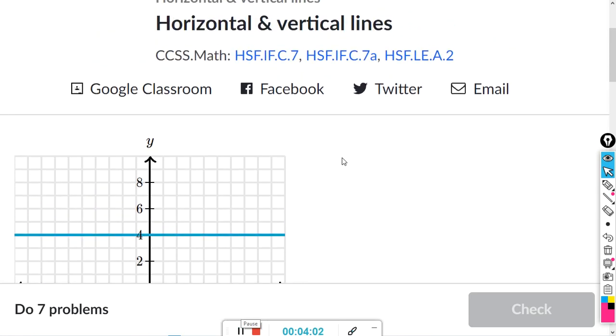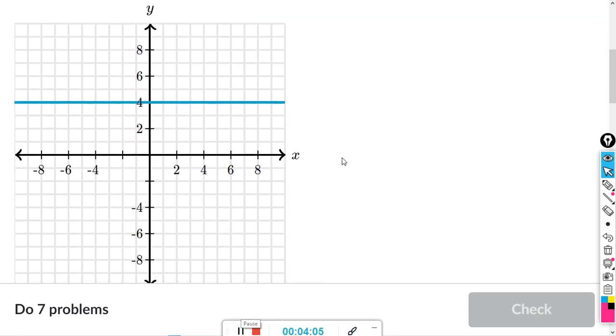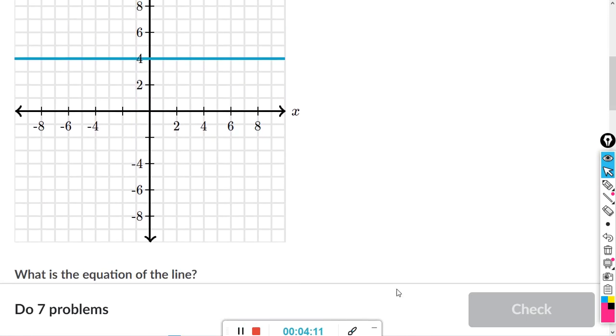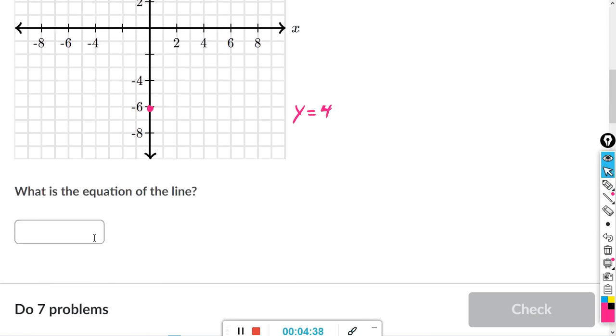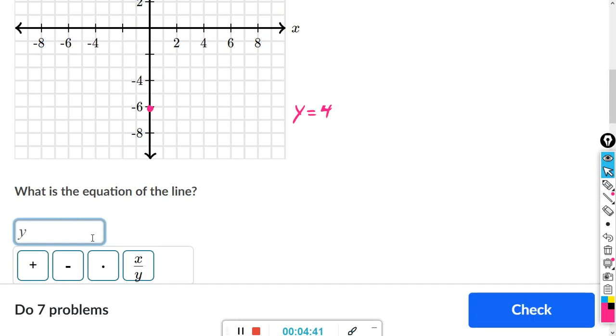Okay, so the problems are relatively easy. Here we have a graph, this line in blue. What is the equation of the line? So this is the y-axis, and this point here is where it hits the y-axis. This is y equals 4. So this whole line right here is just y equals 4. That's your answer, so go to the box. Y equals 4.